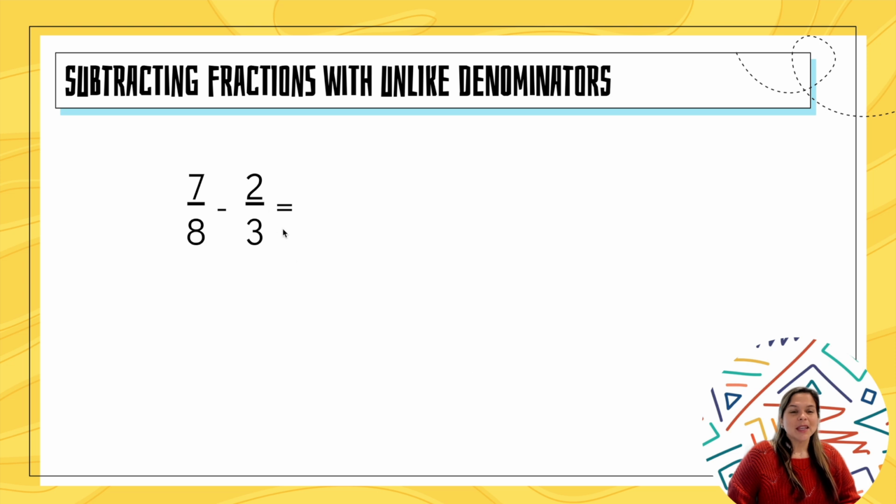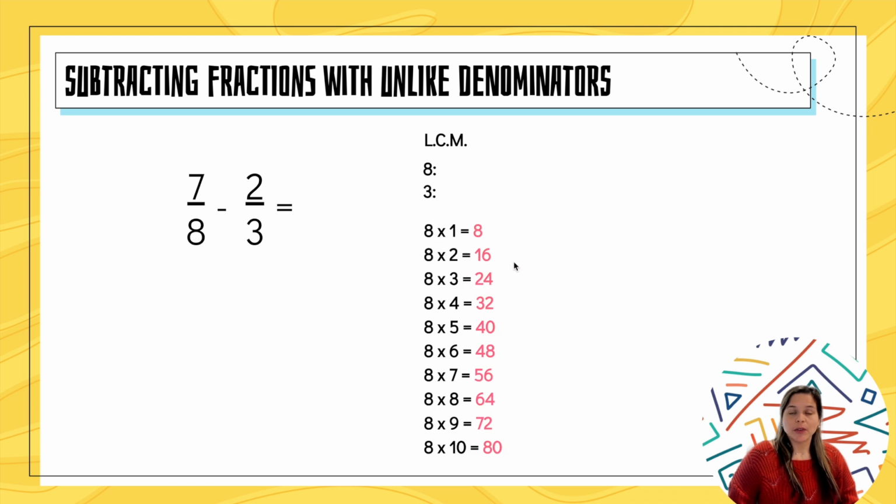We're going to do 7/8 minus 2/3. Are the denominators the same? No. So we need to look for the least common multiple that number 8 and number 3 have in common. So we're going to look for the multiples of number 8, and those multiples are 8, 16, 24, 32, 40, 48, 56, 64, 72, 80.